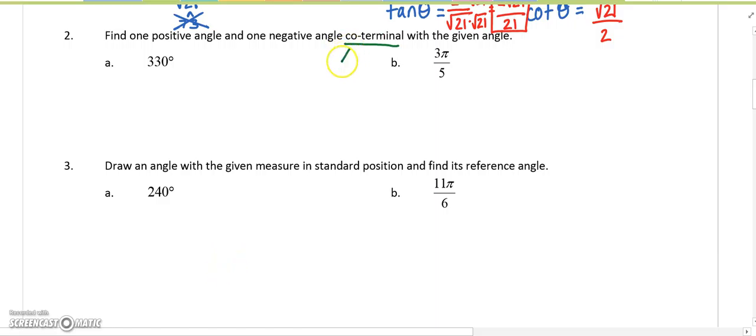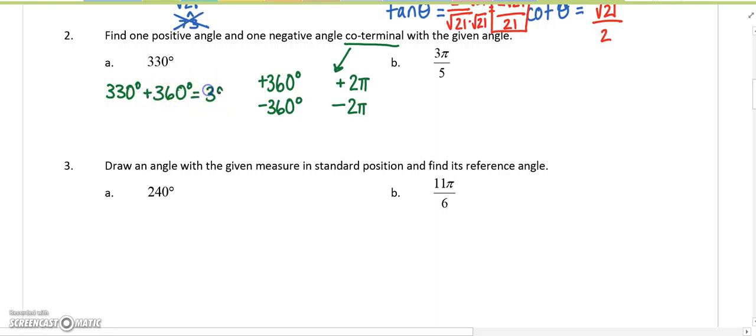Alright, so to figure out angles that are coterminal, all you need to do is go around the circle again. Either forwards, so adding 360, or backwards, so subtracting 360. Alright, and if we're in radians, like part B, we would add a full circle in radians. That's 2 pi, or subtract 2 pi. Alright, so for part A, I would take 330 degrees, and to get my positive coterminal angle, I'm going to add the circle.